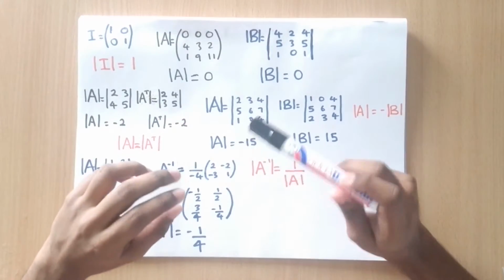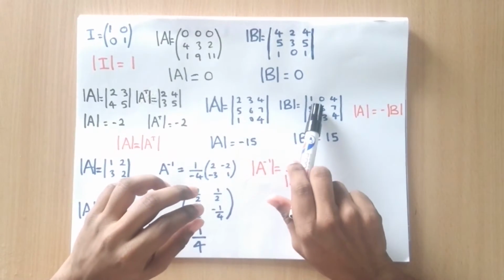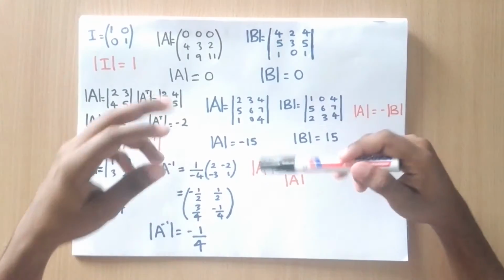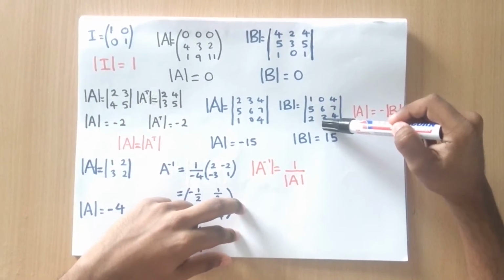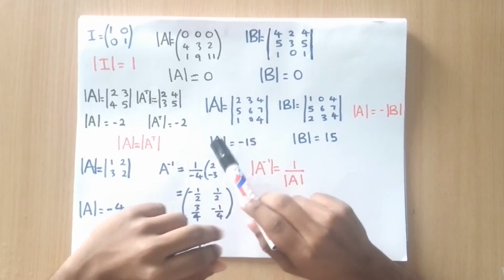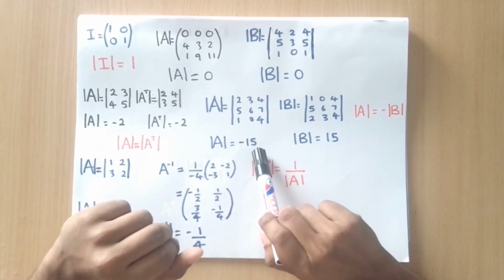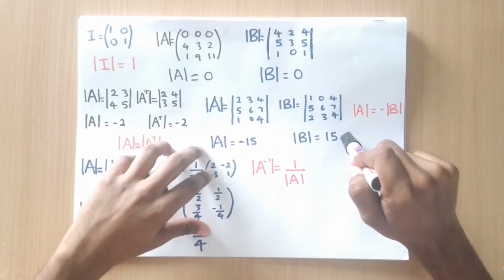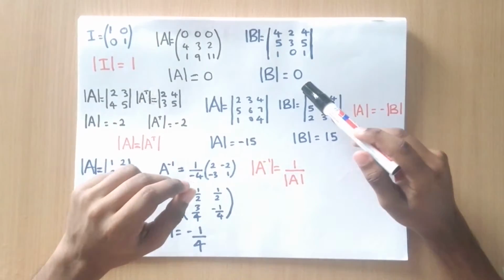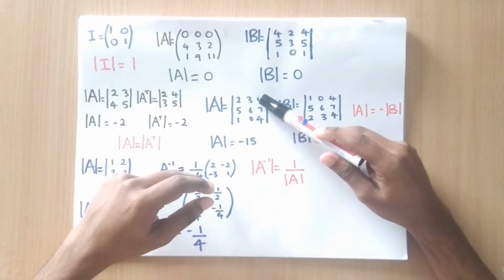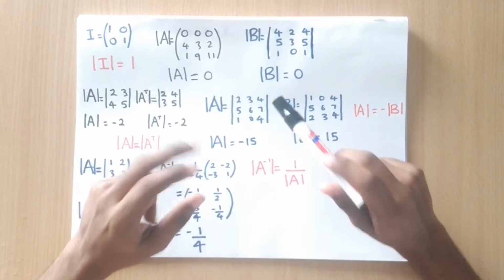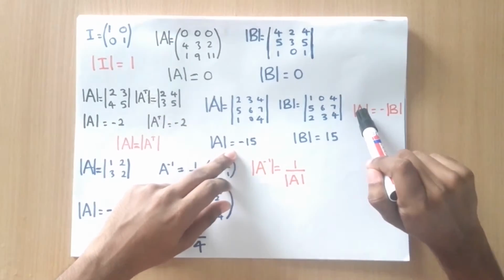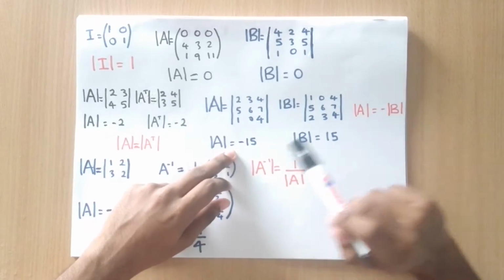Consider these two matrices A and B. You may notice that these two rows, the first row and the third row, have been interchanged in B. And when we find the determinant of A, we get negative 15. And the determinant of B is plus 15. So we can say that when we change any two rows or any two columns of a determinant, then the determinant changes its sign. Determinant of A is equal to negative determinant of B.